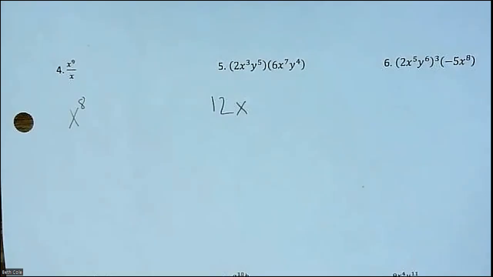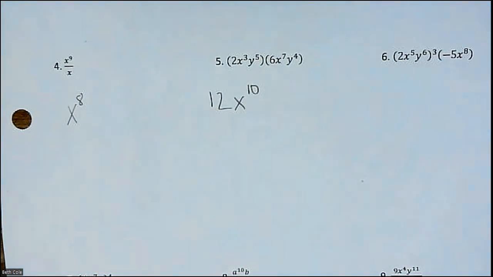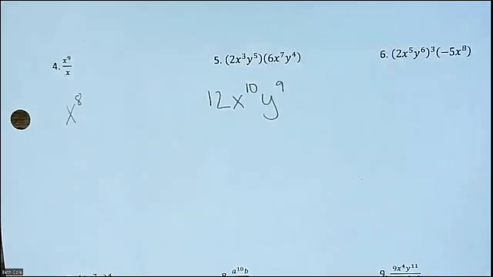Put x. You're going to add the exponents. So what will that give you for x when you add them? Good. 3 plus 7 is 10. And then for the y's, 5 plus 4 is 9. Are we all together so far? I did this kind of quick, but there's not much to them.